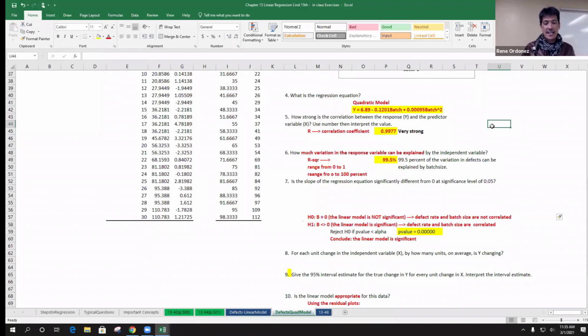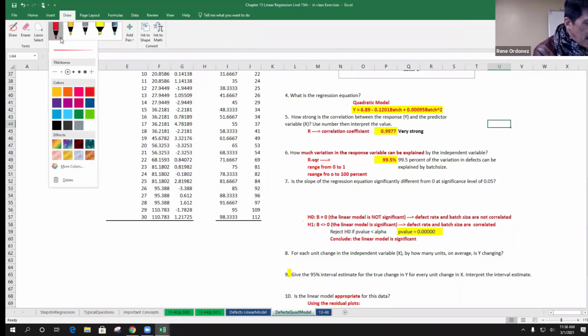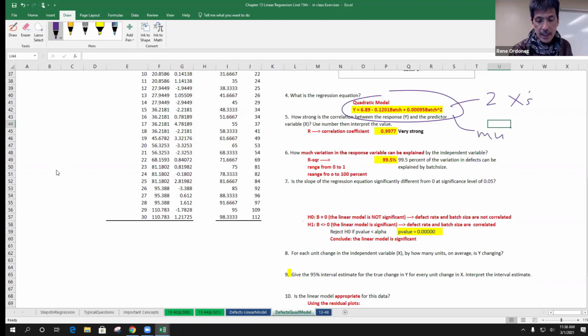We said that if there is only one X or only one predictor variable in a model, it is simple regression. But in this quadratic model, how many predictor variables do you see? 2. 2, correct. So there are 2 predictor variables. Therefore, this is what we call a multiple regression model.